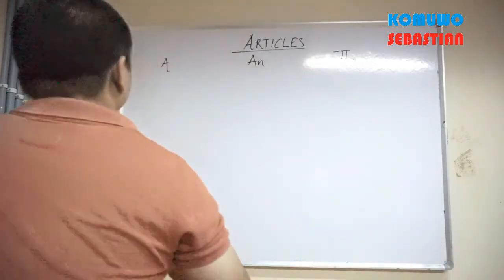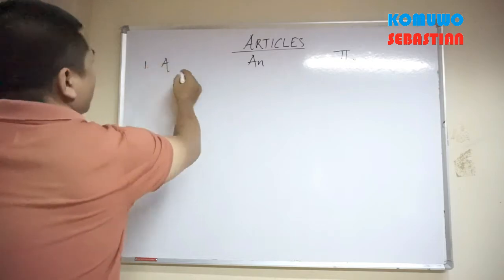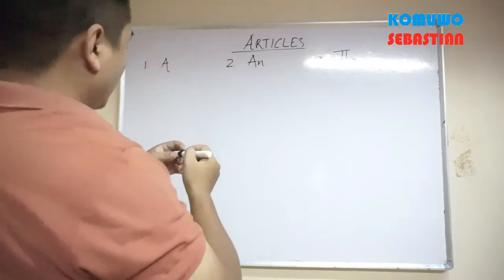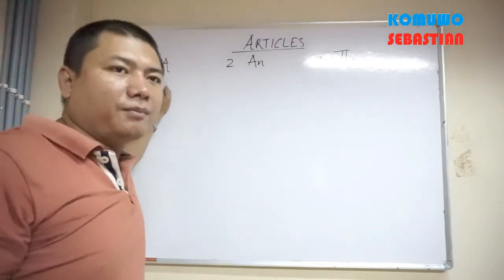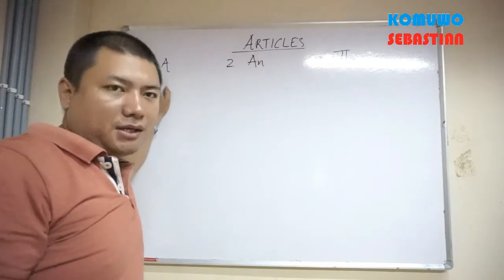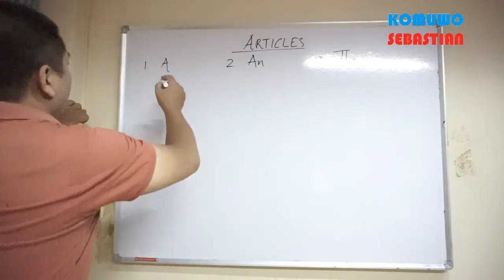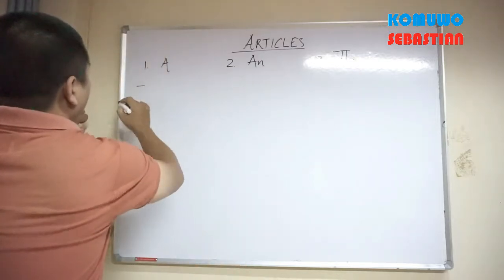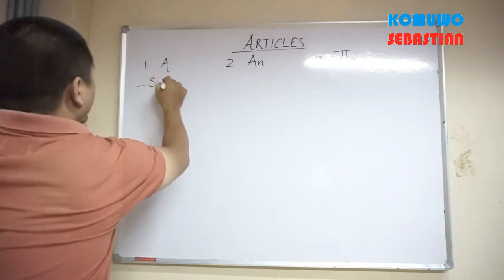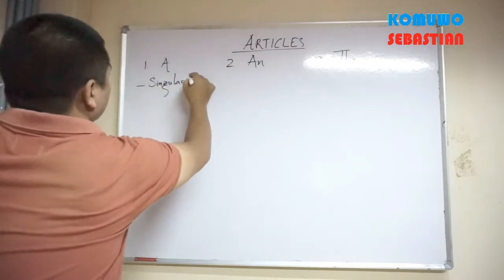Okay, fine. So articles are three. There are three articles: one, a, two, an, and three, the. And here, we say a, but it is also pronounced as a. For example, we say a table. So a is used before a noun which is singular. So, singular noun.